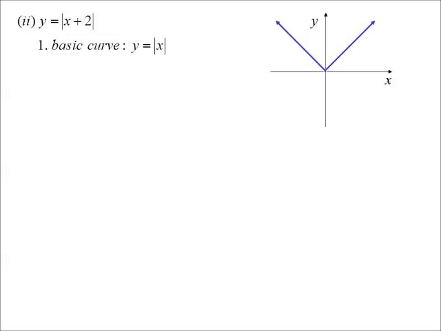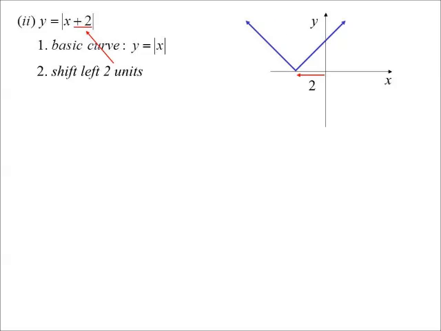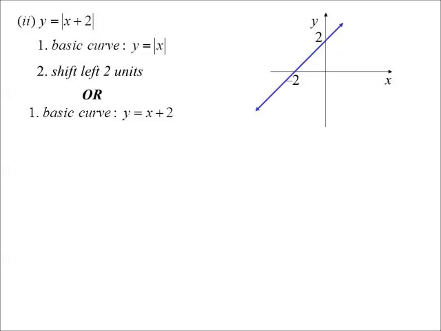So y equals the absolute value of x plus 2. We can now think of it as various ways. I can say, oh, well, it's the y equals absolute value of x curve, our basic one. Remember, absolute value is a grouping symbol, so it's grouped with the x. So therefore, I'm shifting it left 2 units. And that would be y equals the absolute value of x plus 2. Okay. That's one way I can think of it.